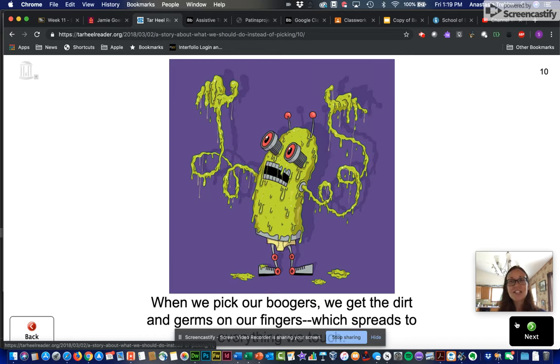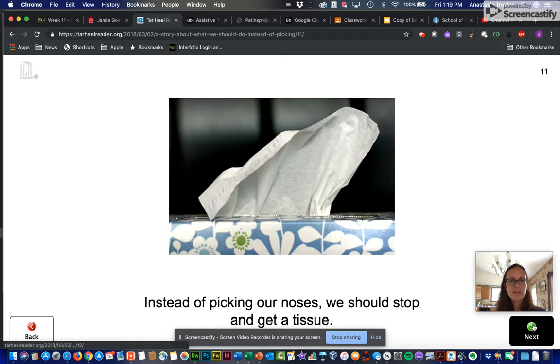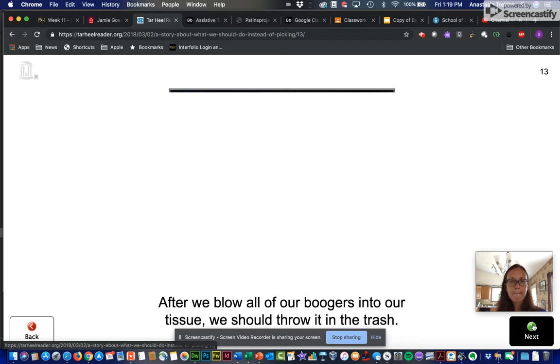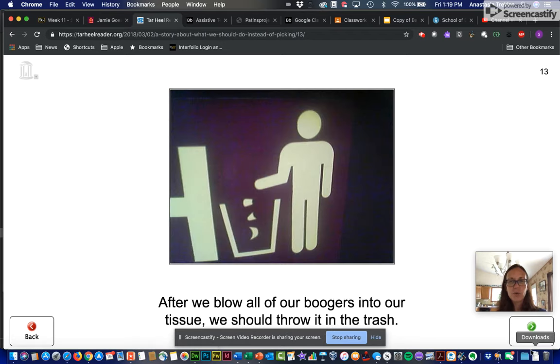So hers is a little longer. She used Tar Heel Reader. So this is an example of what Tar Heel looks like. Basically the same idea. It can be spoken and so forth. So you can kind of see what they look like, and go through that whole process.